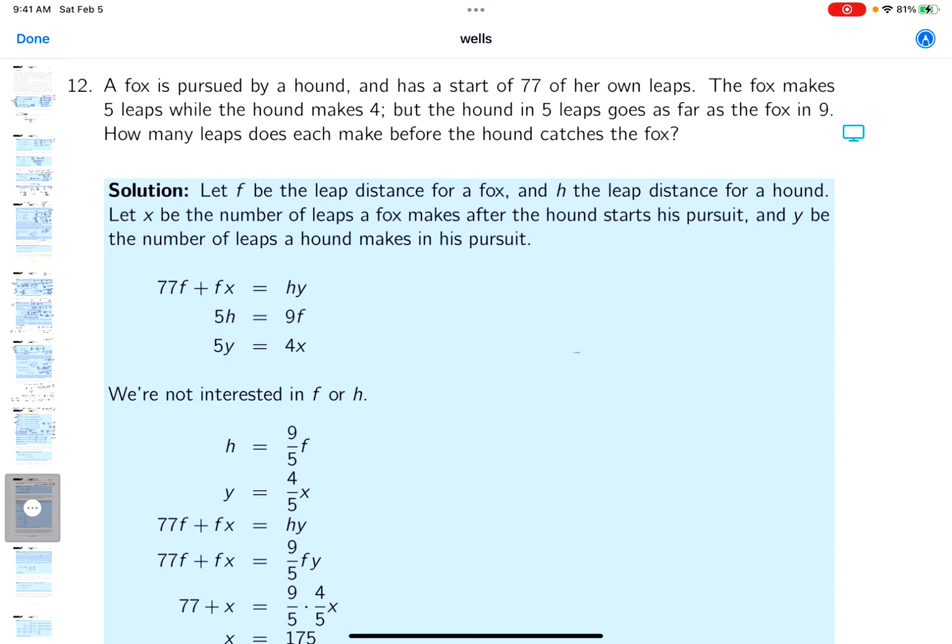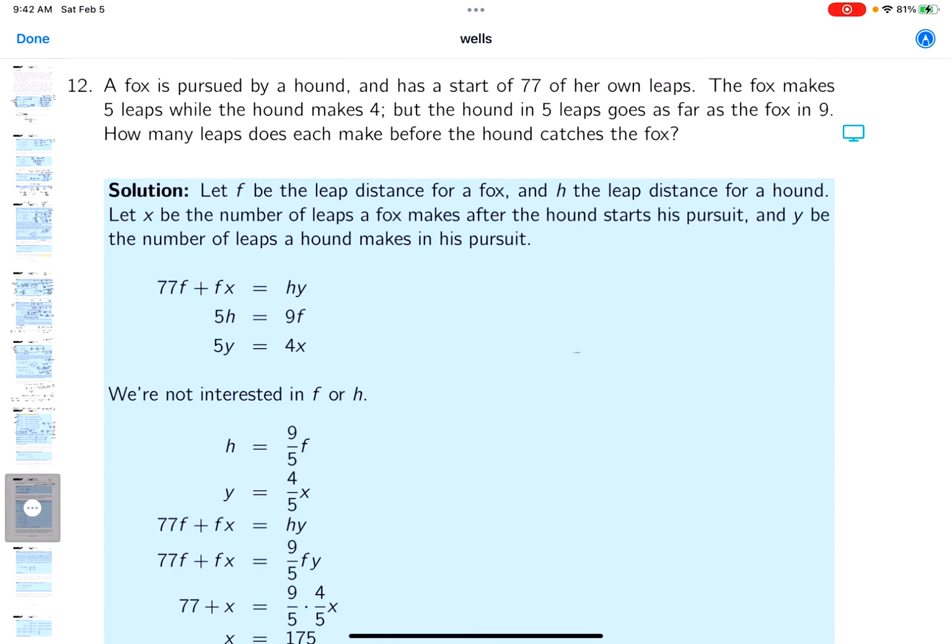And it says a fox is pursued by a hound. And again, it has a start of 77 of its own leaps. The fox makes 5 leaps while the hound makes 4. And I'm not memorizing what I read, by the way. I'm just simply reading it. But the hound in 5 leaps goes as far as the fox in 9. How many leaps does each make before the hound catches the fox?